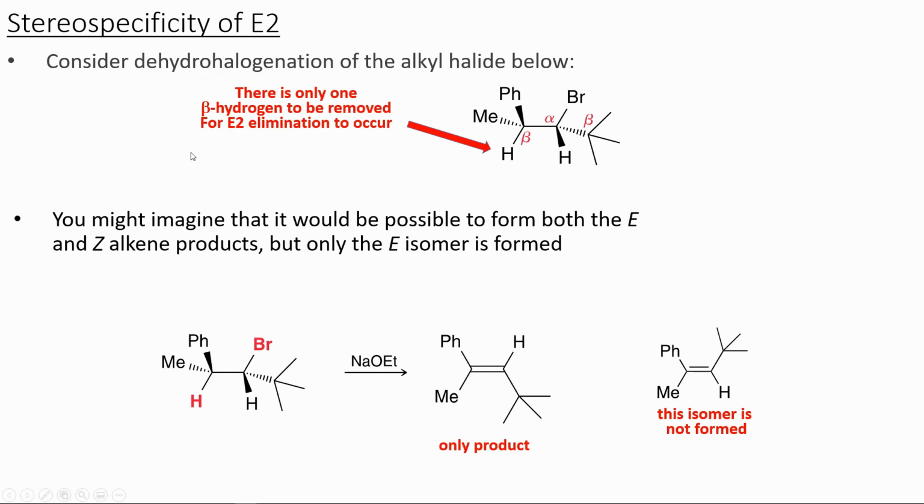An elimination reaction is going to be stereospecific. So let's take a look at this molecule here. We have just one beta hydrogen here. There's a tert-butyl group on the other side. There's only one beta hydrogen to be removed, and there are two potential products, but only the E isomer is going to form. The only isomer that's going to form has the phenyl group on the opposite side of the tert-butyl group.